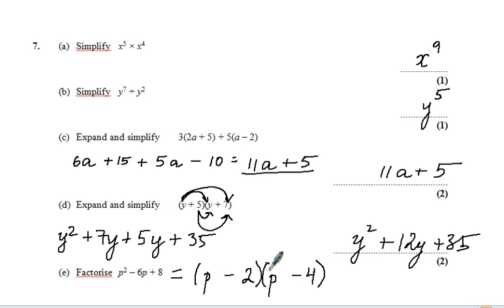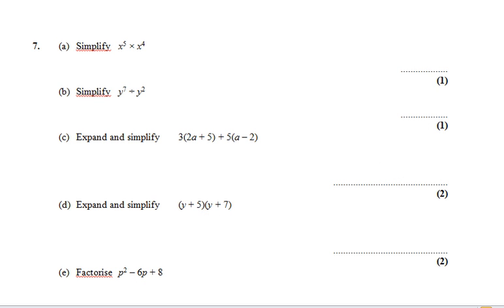Please check. P times P is P squared. P times minus 4 is minus 4P. Minus 2p is minus 2p, so minus 4p and minus 2p should give you exactly minus 6p. And minus 2 times minus 4 gives you plus 8. So here is the end of this question. Make sure that you go back to this topic, especially factorizing quadratics, and do more practice so you would get better at this. Alright. That was question 7.